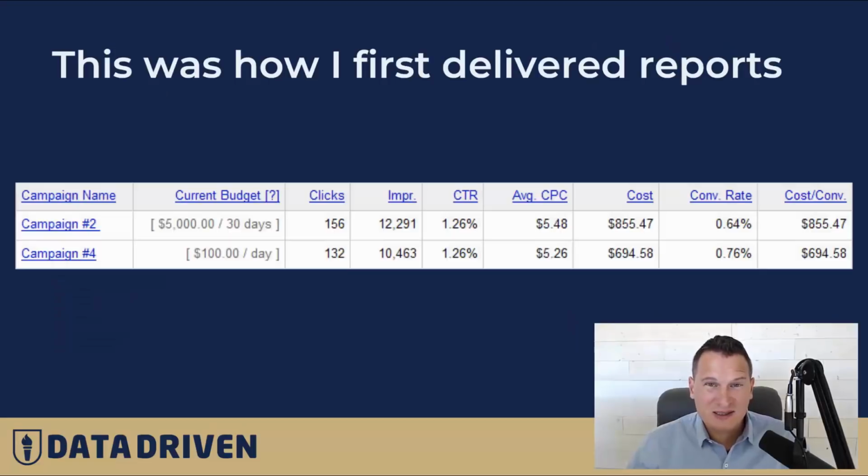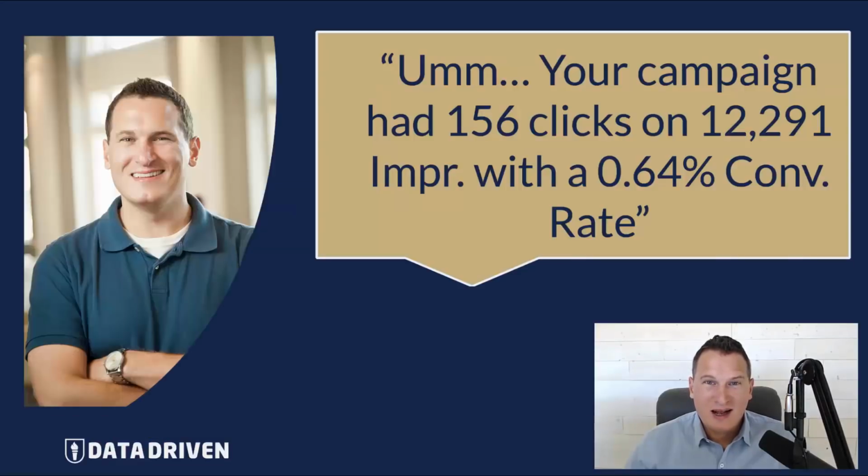Actually, it looked exactly like this because this is a report that I dug up from 2006 when I landed my first PPC client. So as you can see here, I basically just did a dump of metrics, and this is what it looked like. And I would report to my clients and say stuff like, your campaign had 156 clicks and 12,291 impressions, and the conversion rate was 0.64%. And then I would just send that as a report.